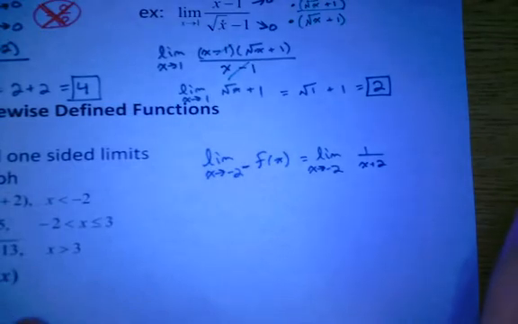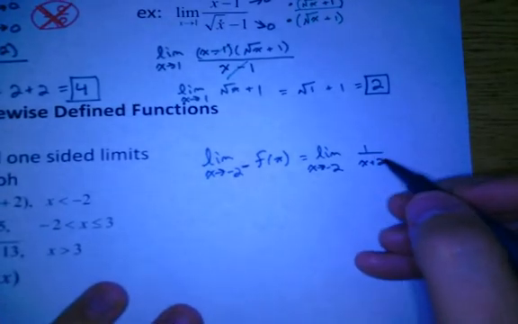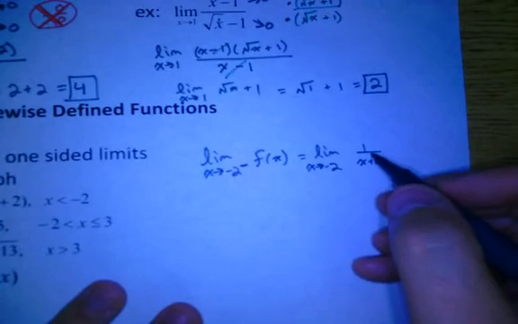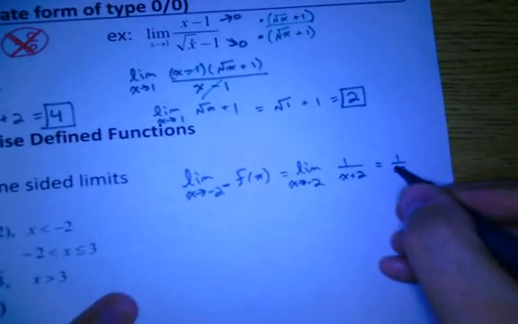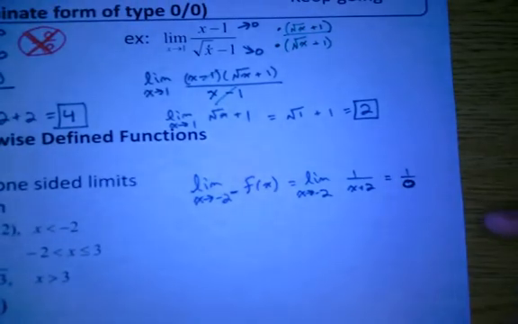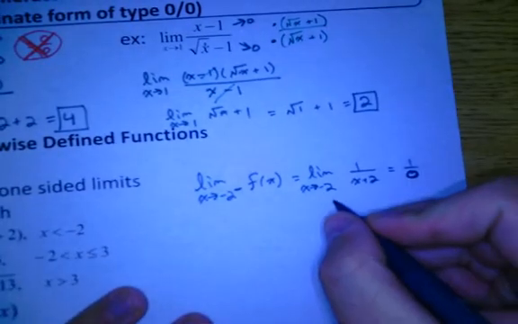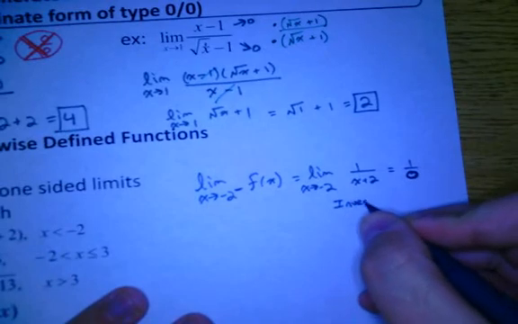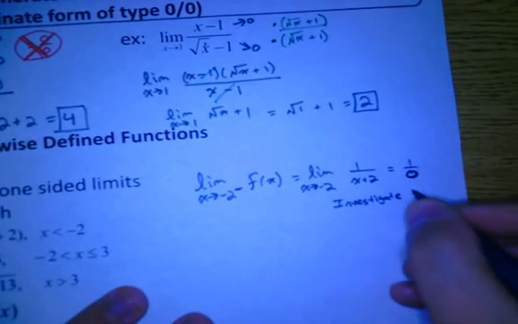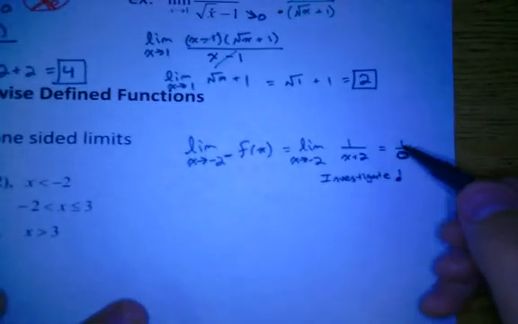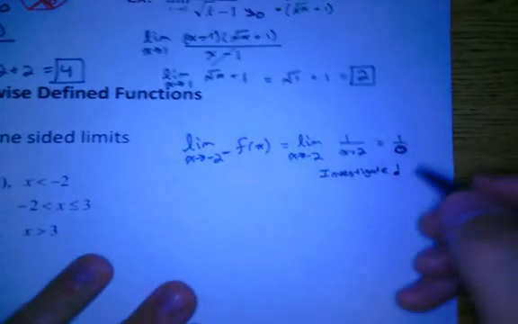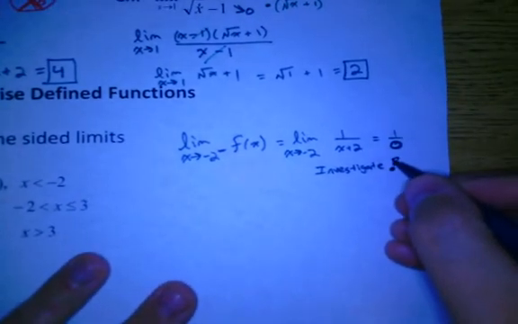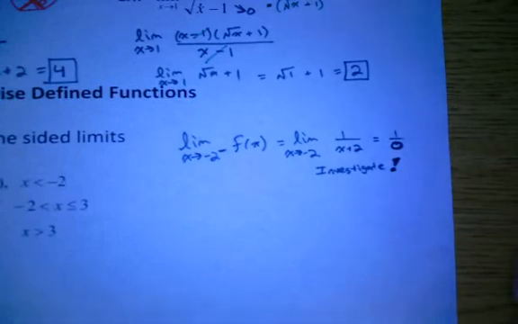So what happens now is when I plug this in directly, I'm going to get 1 over 0. Again, I talked about this on the last page. You can't get something over 0. So this means that we're going to have to investigate. Okay, so let's go ahead and investigate this now. What we mean by that is we want to find if this is going to positive infinity or if it's going to negative infinity. So the best way to do that is to pick a number that's really close to -2 from the left.